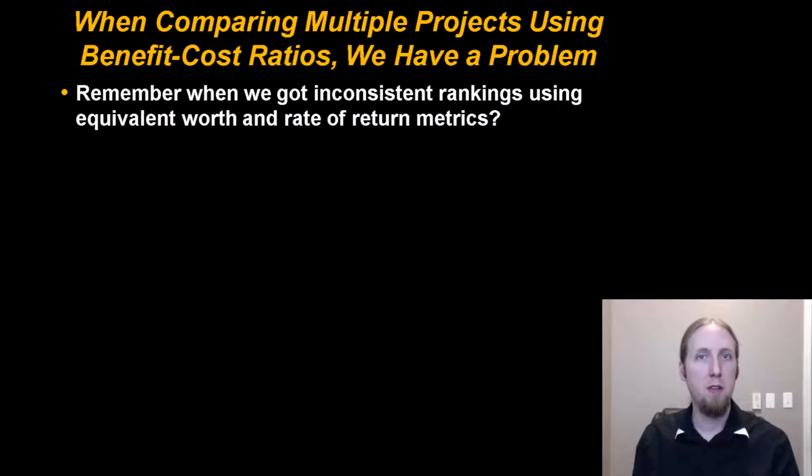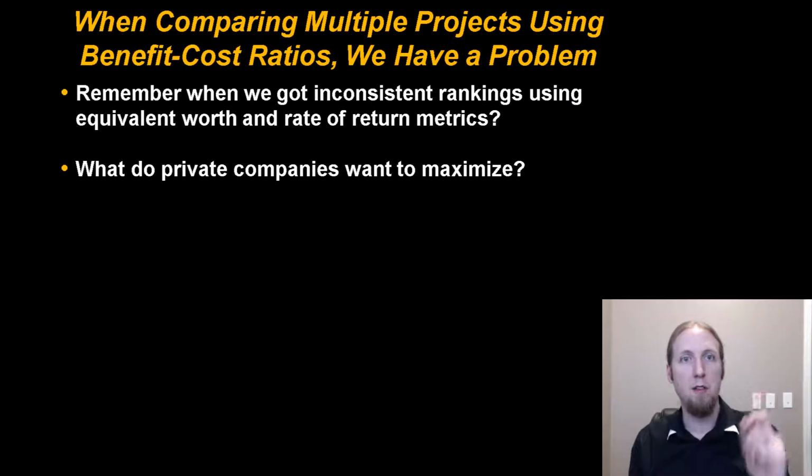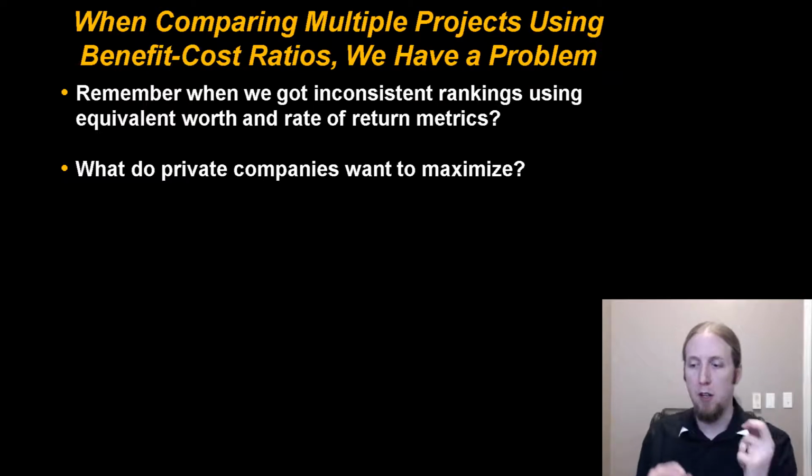When we're using benefit cost ratios to make decisions and compare multiple projects, we've got an issue. Remember when we were talking about the internal and external rate of return, we sometimes would get inconsistent rankings depending on whether we were using the worth method or a rate of return metric. Well, because benefit cost ratios are a ratio, they're sort of like a rate of return in a way. It's basically saying the benefits of a project are 3 times more than the costs.